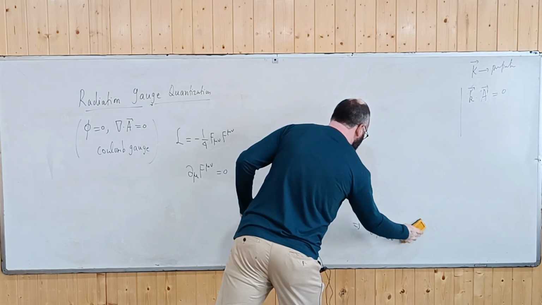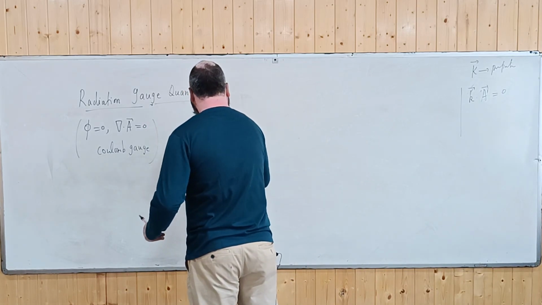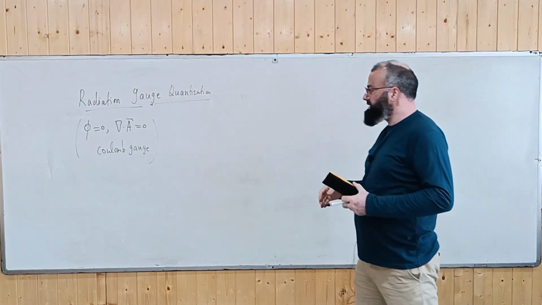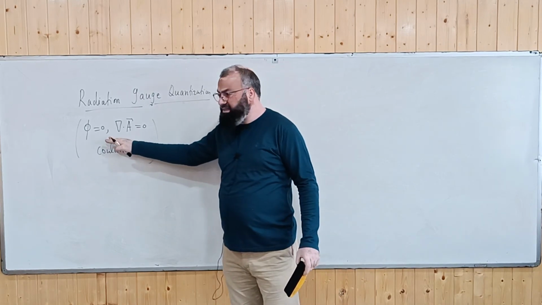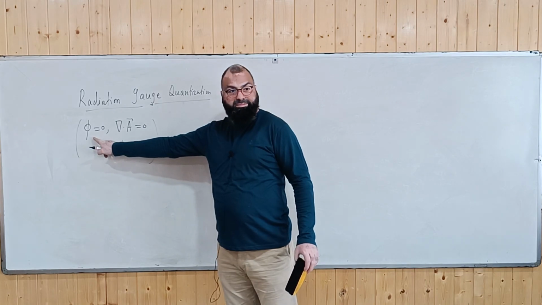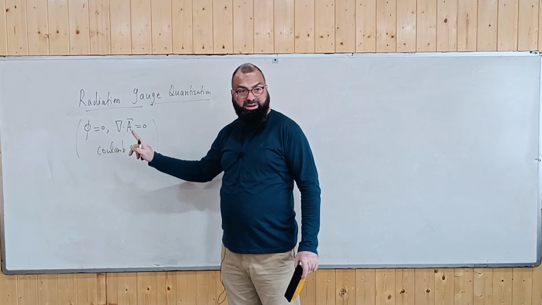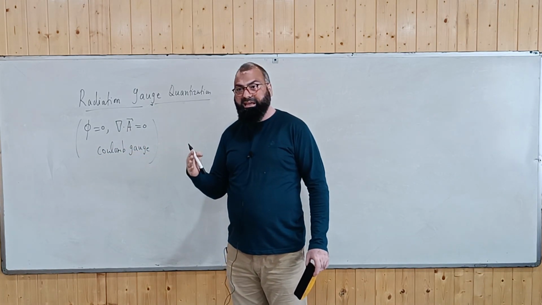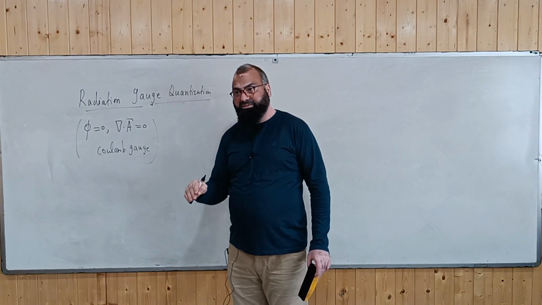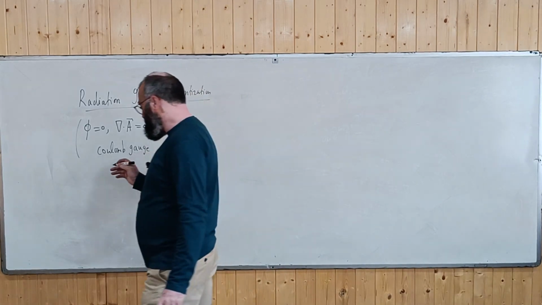Now, if you look at this very gauge, we have arrived at the constraints. This gauge is actually not Lorentz invariant, because phi is a component of a 4-vector, and A is also a component of a 4-vector. If phi is 0 in one frame of reference, it's not 0 in the other frame of reference. Let me show you.